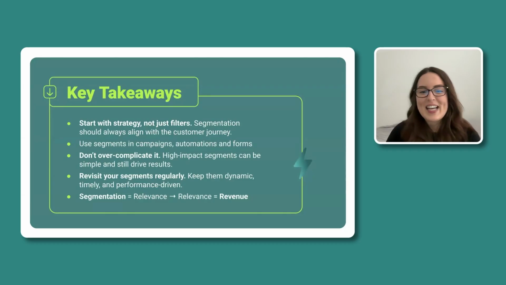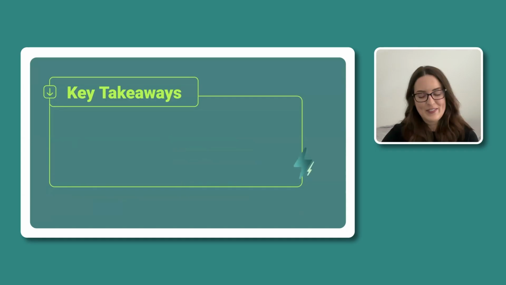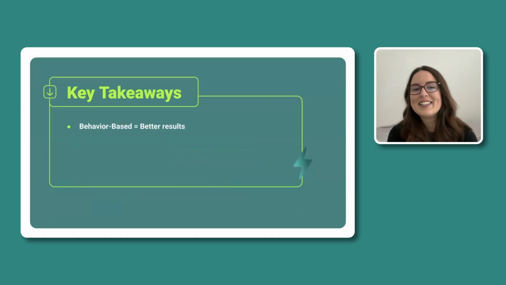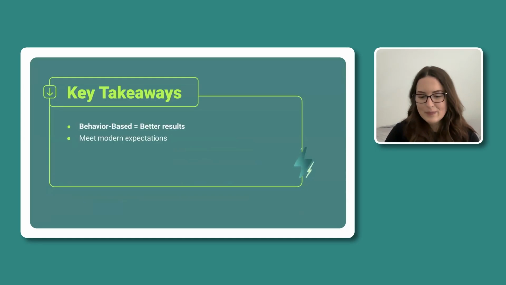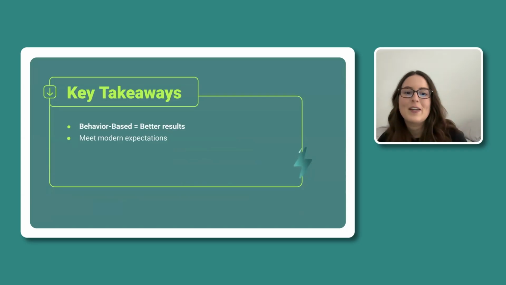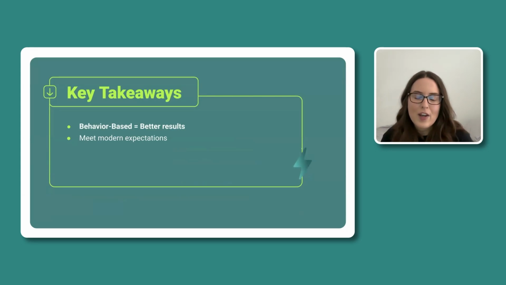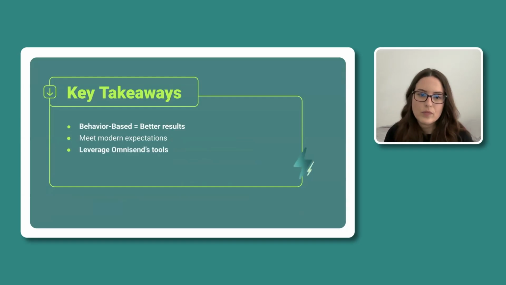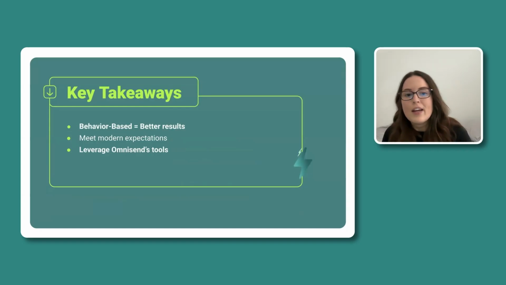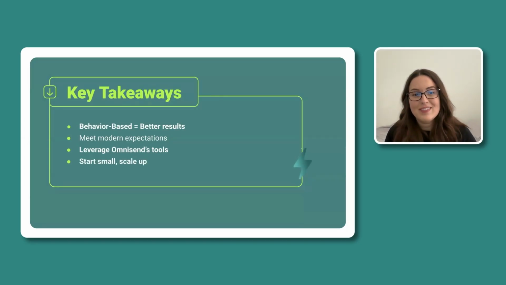Here's a little math for you. Segmentation equals relevance, and relevance equals revenue. And behavior-based equals better results. So meet that modern expectation. Think of that dynamic conversation that we had in the beginning of our call today. We want to meet the customer on their specific journey with your store, and leverage Omnisend's tools, our AI capabilities, automations, the splits, and of course our personalization items, you name it. And then again, start small, then scale up.